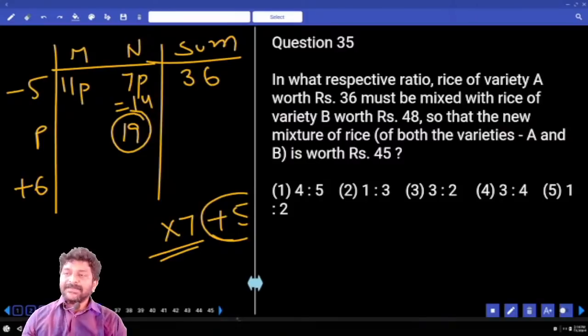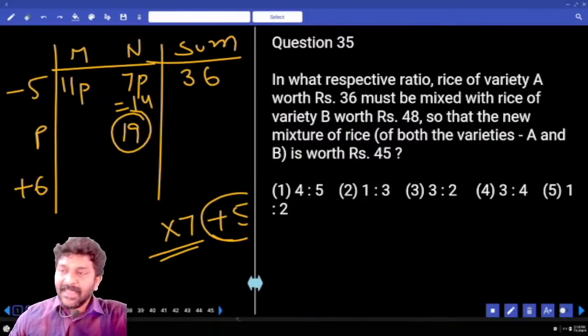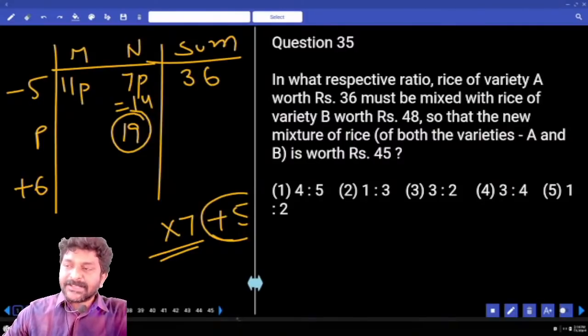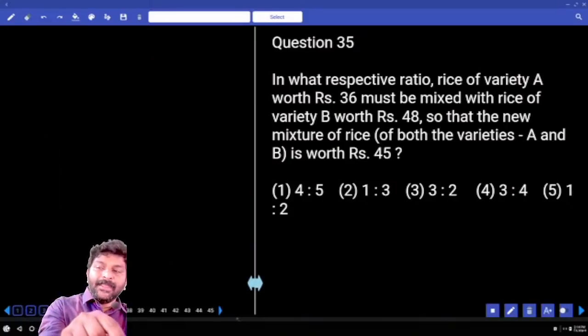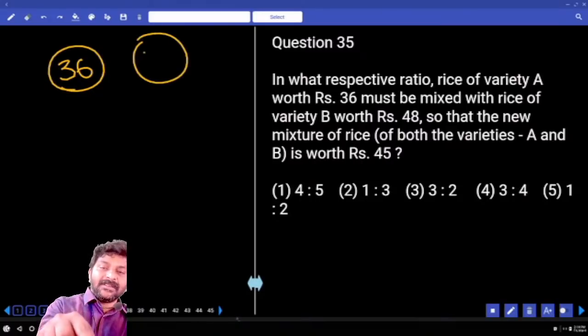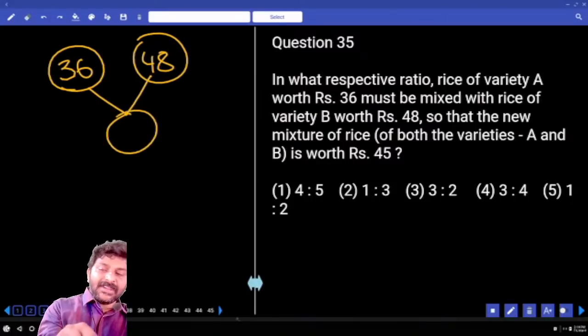In what respective ratio must rice variety A worth 36 rupees be mixed with rice variety B worth 48 rupees so that the new mixture of rice is worth 45? A's cost price, B's cost price. Which concept are we using now? Allegation and mixture. The mixture price is 45.